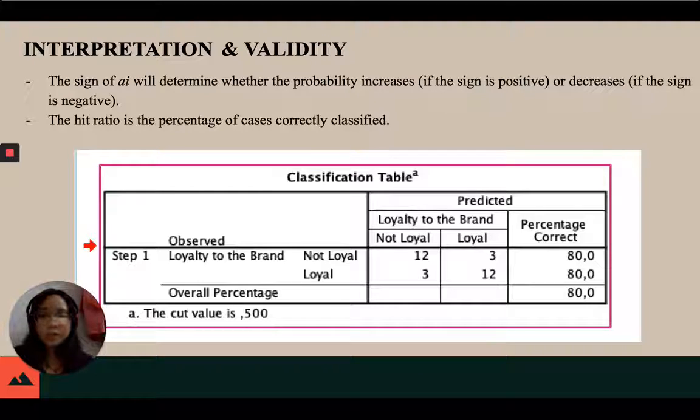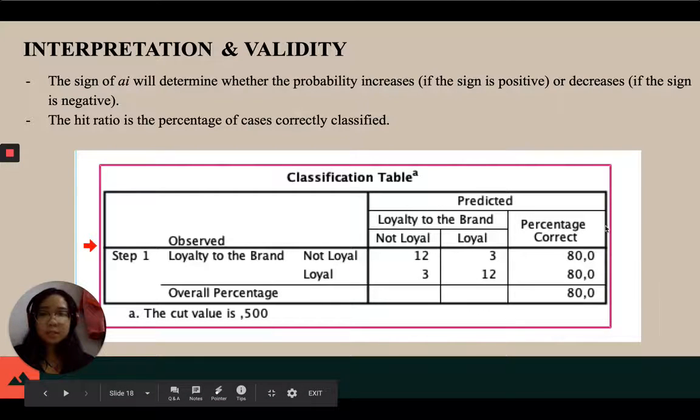And the hit ratio is the percentage of cases correctly classified. So in this table, we can see 80% of cases are correctly classified.